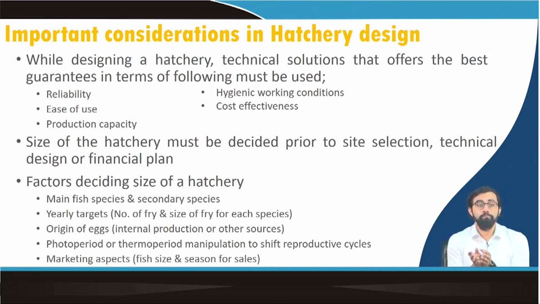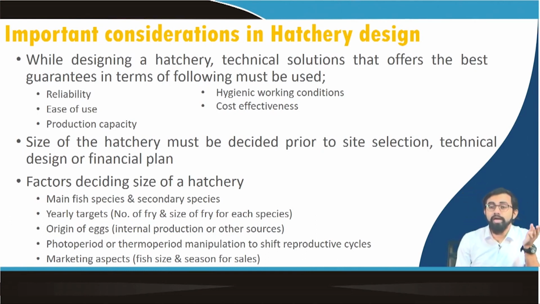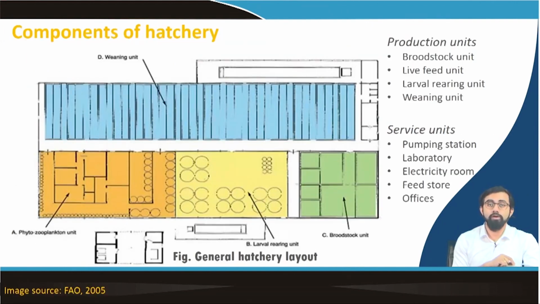In this case, you have to design your hatchery in such a way that you can manipulate the photo period, and you can utilize artificial sunlight by using LED lamps, or you go for thermoperiod manipulation to shift the reproductive cycle in such a way that you can maintain the temperature, and the particular period of production is enough for the temperature that is available there, and that time is enough for their reproductive cycle. So you have to do this kind of design. When you are designing, you have to think about this beforehand, before you even start your farm.